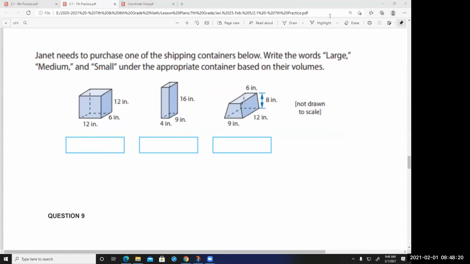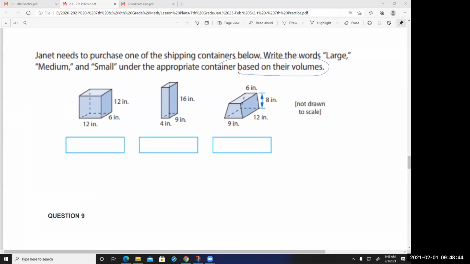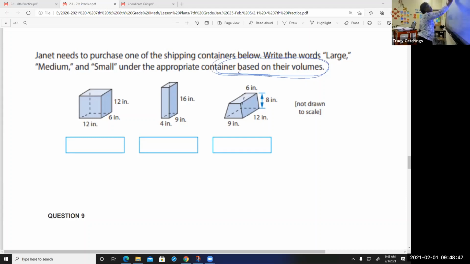All right, somebody read it to us. Janet needs to purchase one of the shipping containers below. Write the words large, medium, and small of the appropriate container based on their volume. Can I just look at this? You have to find the volume of all of them. Notice what they said, based on their volumes, meaning I gotta do some work before I can tell what's in order.